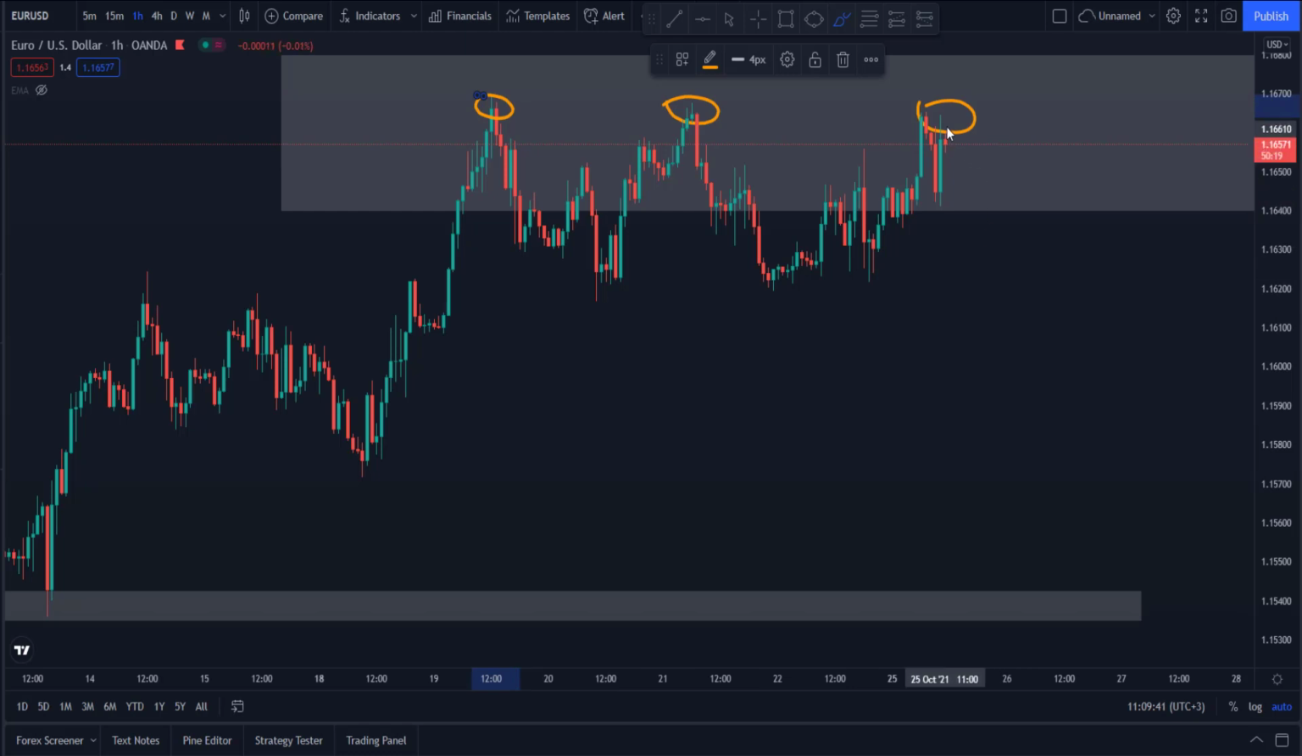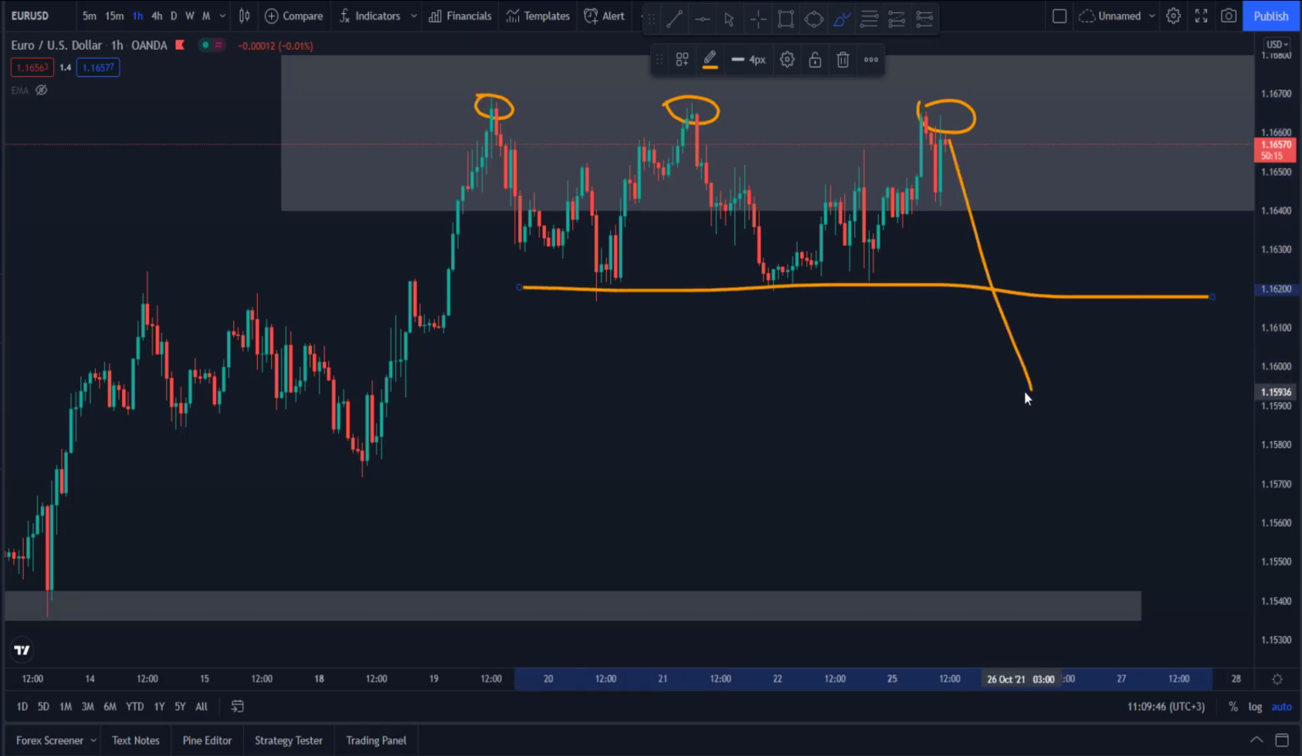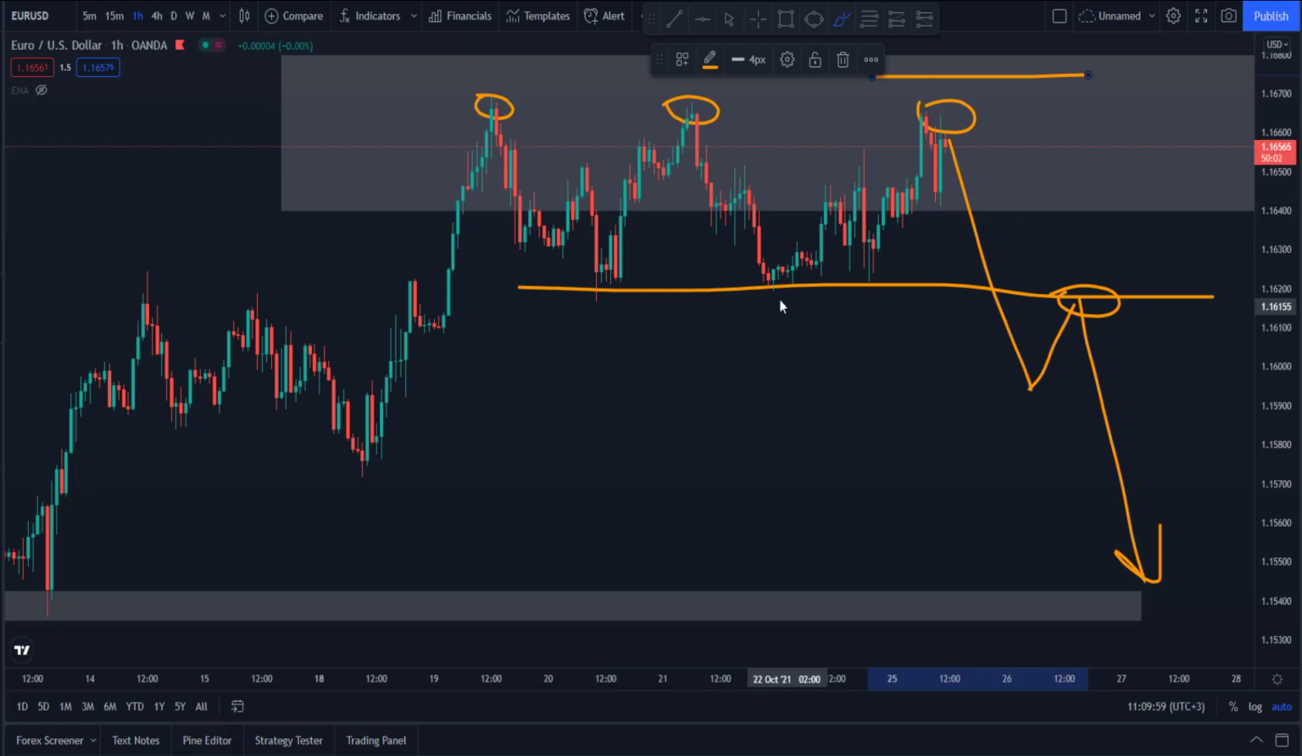Now, if price pushes to the downside, breaking below this structure right here, and comes back for a retest, this is going to be your next entry level. That way you can use a stop loss above this structure. Okay, once we see that break below and a close below the 1.1620 level, this is going to be a confirmation that we should see price continuing lower.